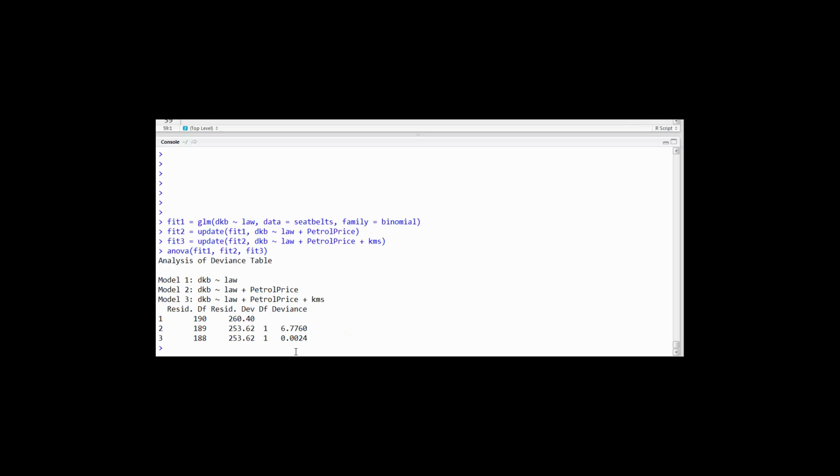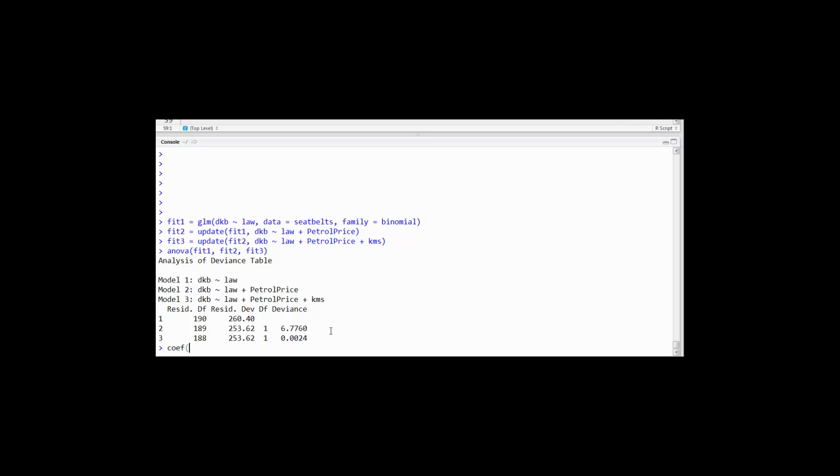The deviance is the residual deviance. It's sort of analogous to the sums of squares that we looked at when we had normal data. In this case, we want to compare this usually to chi-squared values. This goes from 260 to 253. So it looks like the chi-squared cutoff is usually around 4. That would give us a 5% hypothesis test. So it looks like it's going to be significant for adding petrol price and not significant for adding kilometers.